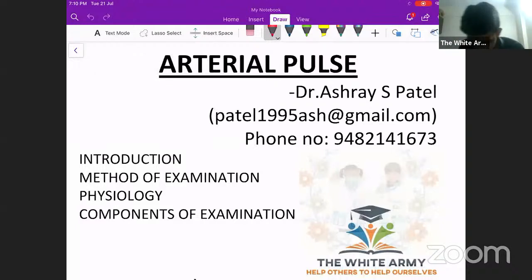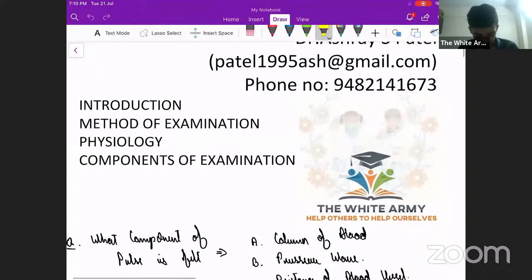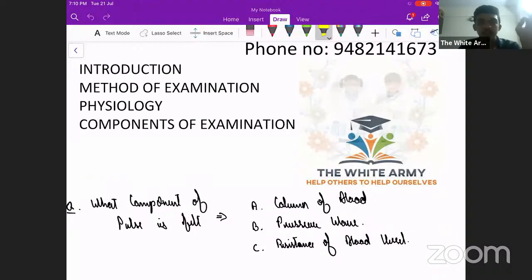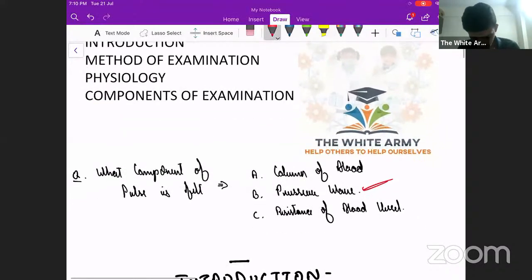So how we deal with the topic: introduction, how we examine the pulse, then physiology, and finally the components of examination. What component of the pulse do we usually feel, among the options A, B, and C? What is the component which you actually feel for? Good, so all of you are aware of it. It is the pressure wave that you look for. Good. Okay.